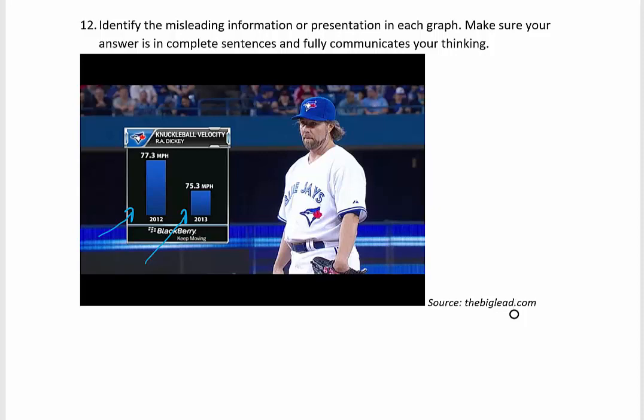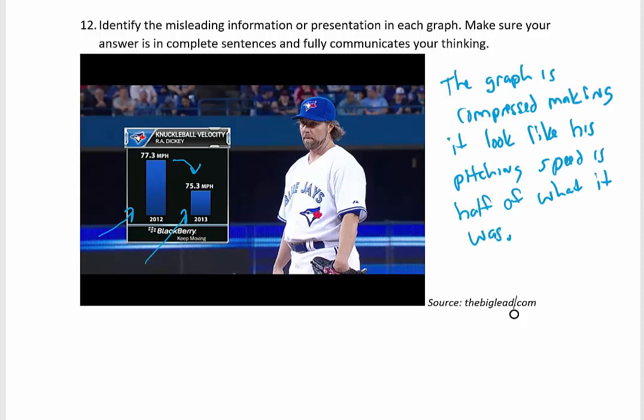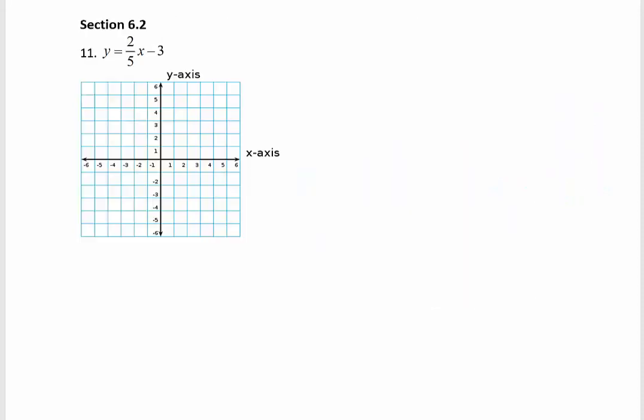This is another compressed graph. Even though we don't have any numbers here, you can clearly tell that this scale is off. If this is 2 miles per hour less than that one, and it looks like it's half as much, obviously they've compressed the data. The graph is compressed, making it look like his pitching speed is half of what it used to be.